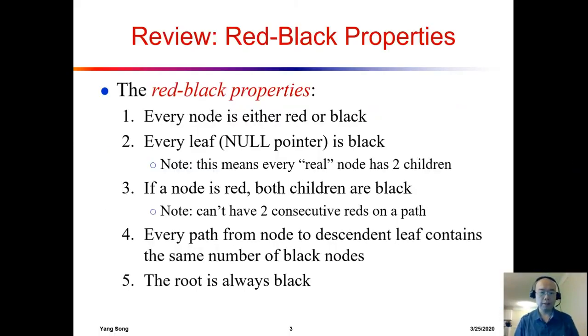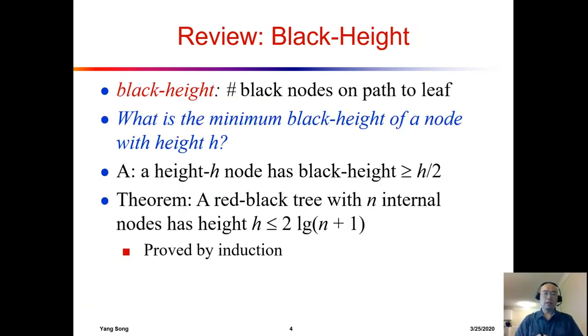So the last thing is, well, the root is always black. So those are the 5 important properties. And then we introduce a very, very important concept, which is the black height. That is, from a node down to a null leaf or a fake leaf, how many black nodes are we going to visit?